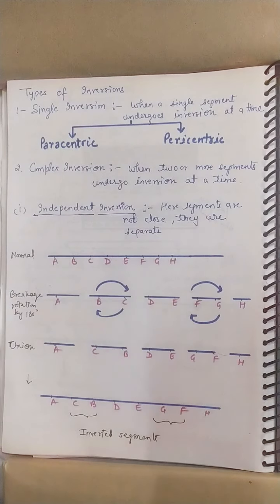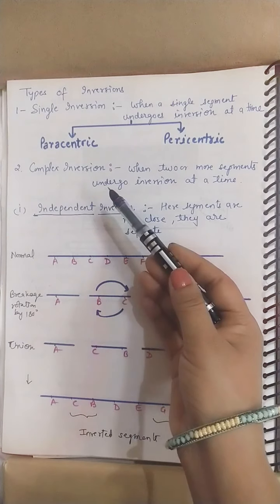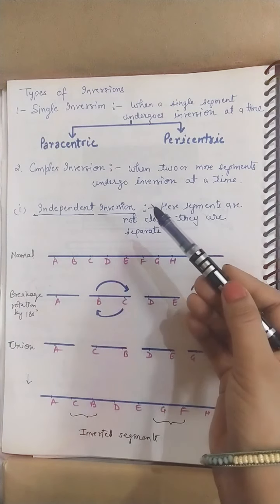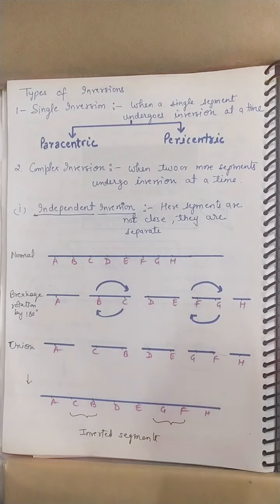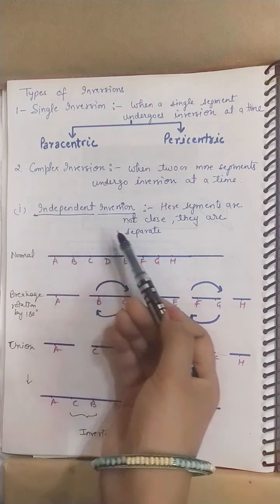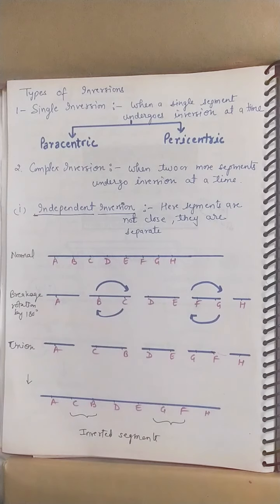Now the second type of inversion is a complex inversion, where two or more segments undergo inversion at the same time. This is of many types. The number one kind is independent inversion. In an independent inversion, there are two or more inversion points, meaning the points of breakage, but these points are not adjacent to each other; they are not close and are quite away from each other.